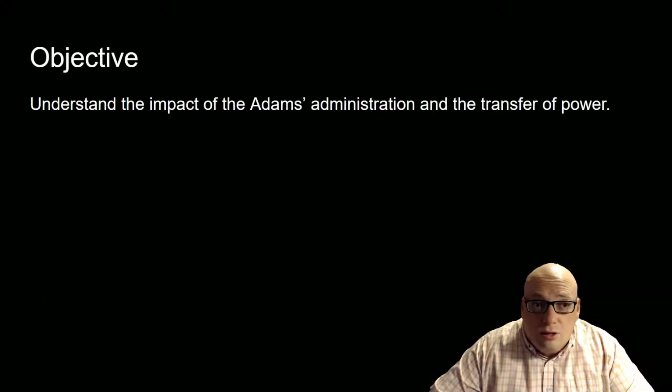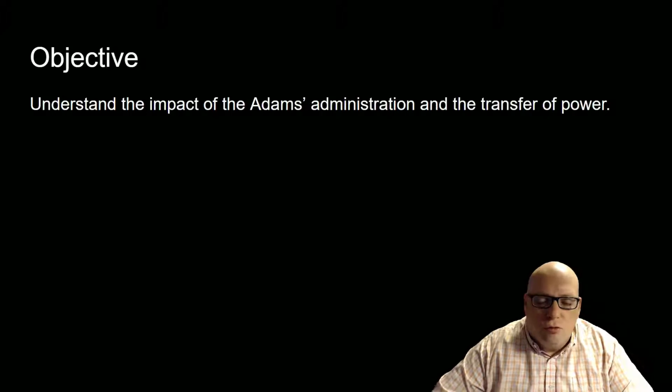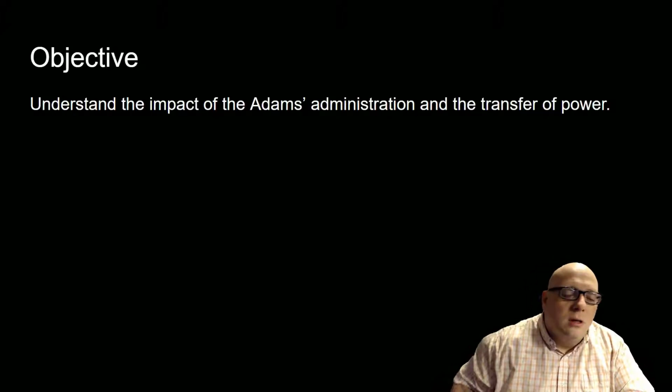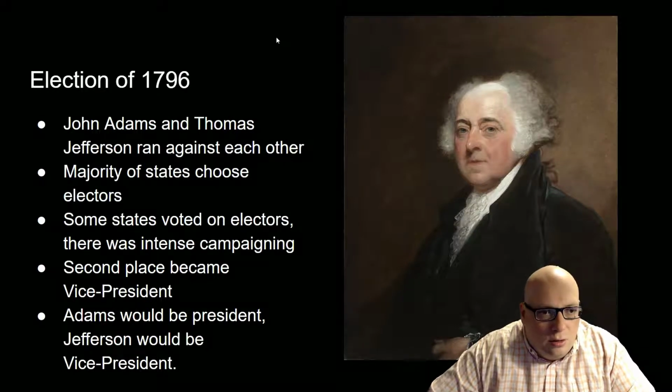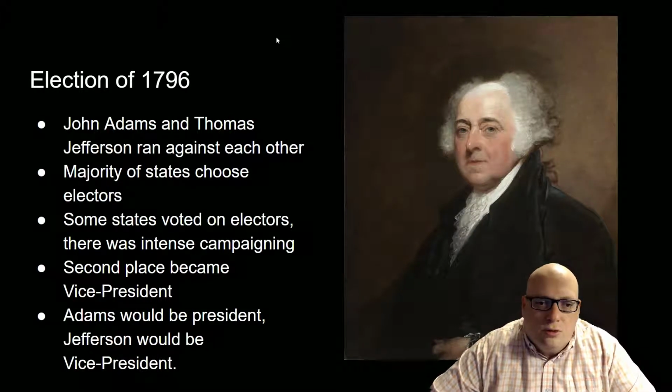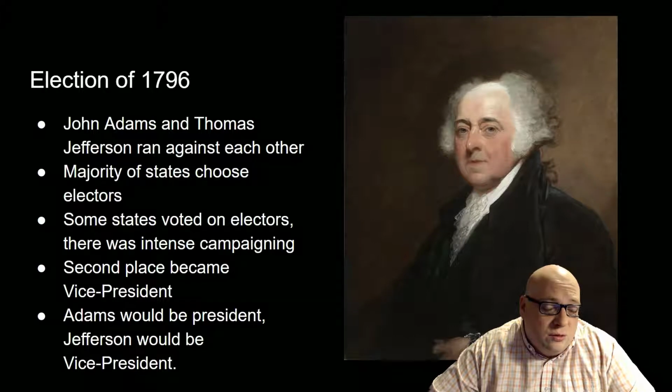In this next section, the objective is to understand the impact of the Adams administration and the transfer of power, essentially that transfer of power to the election of Thomas Jefferson in 1800. So in 1796, John Adams and Thomas Jefferson are going to run against each other for President of the United States. At this time, the majority of states chose their electors, but you actually do have some states where they vote on their electors, and in those states, you see a lot of intense campaigning.